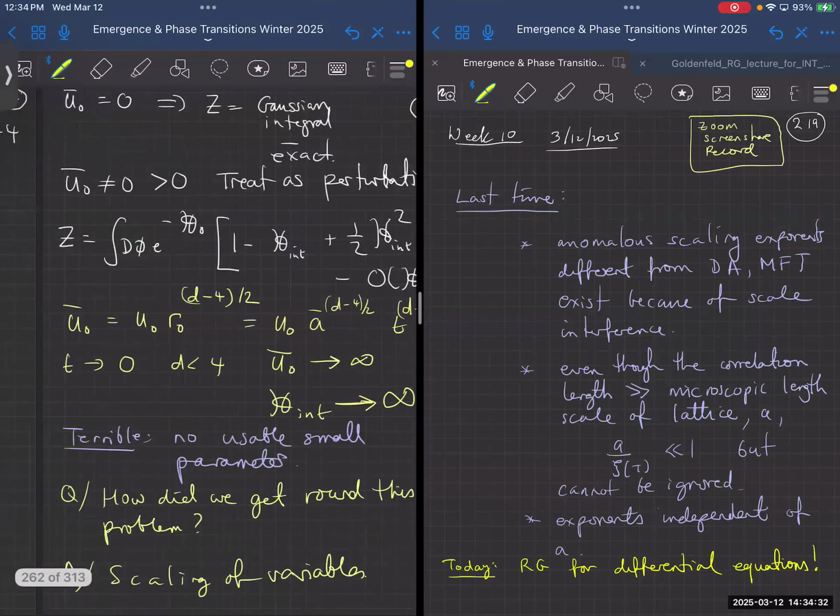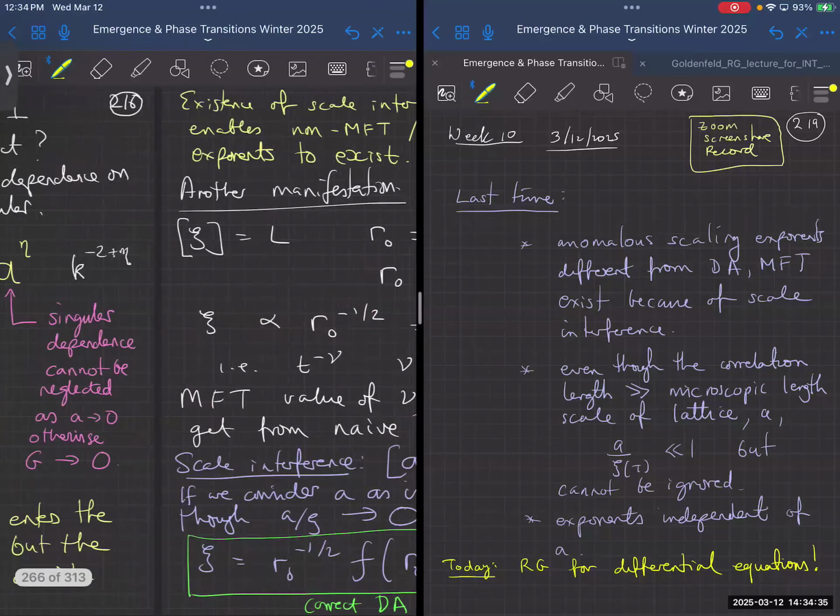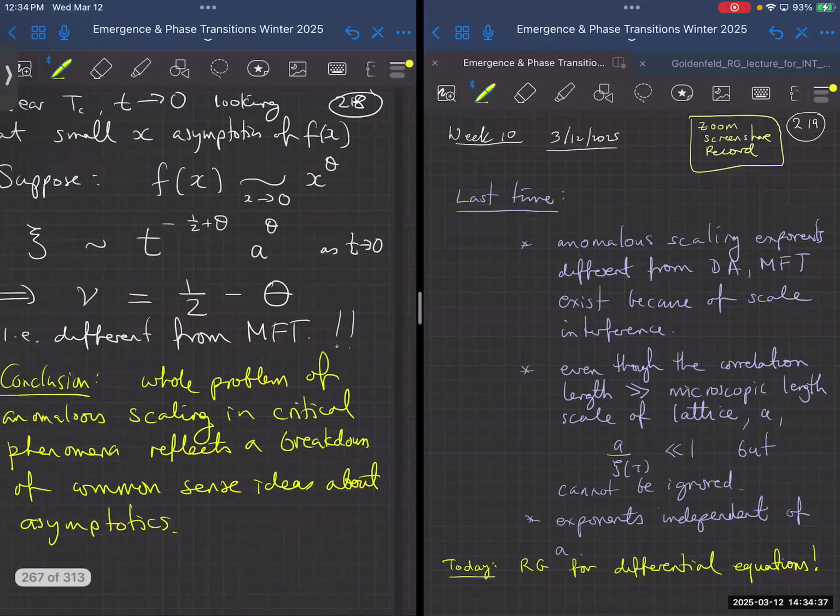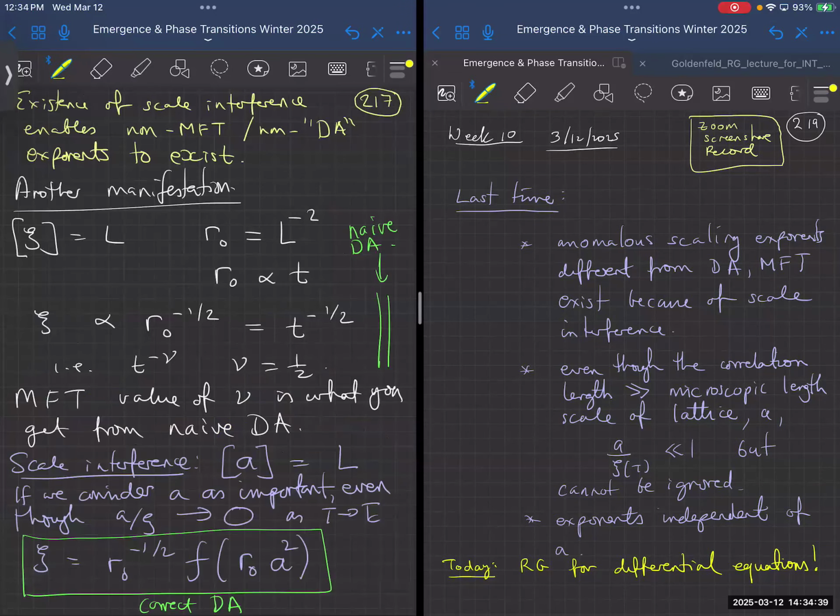All right, so let me go back to my introduction for today's lecture. So what we did was we did all this calculation. We computed the renormalization group recursion relations. We found the fixed points. We saw that there's a new fixed point to order epsilon squared, the Wilson-Fisher fixed point. We computed that. We computed the linearized RG around it.